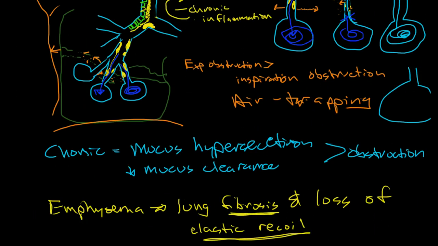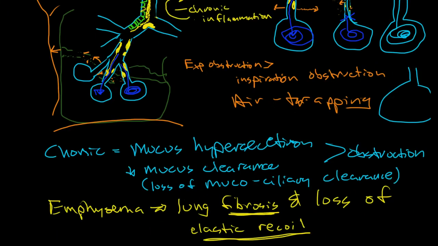Okay, so here I just want to say the technical term for this is loss of mucociliary clearance. For chronic bronchitis, that's the technical term: loss of mucociliary clearance. Okay, so that's the pathophysiology of these two diseases in a nutshell.